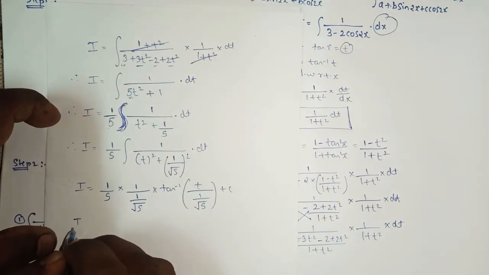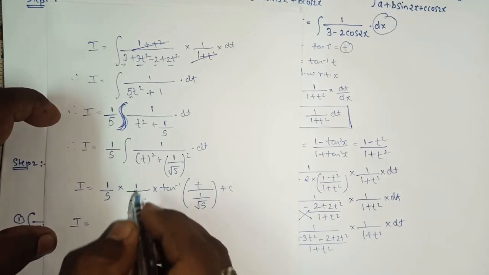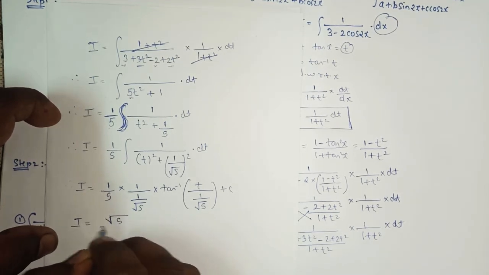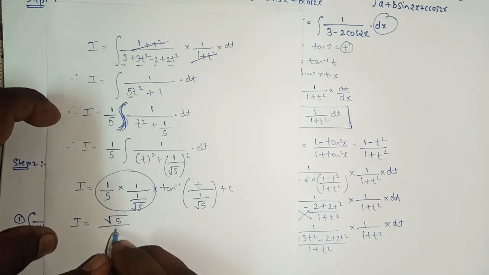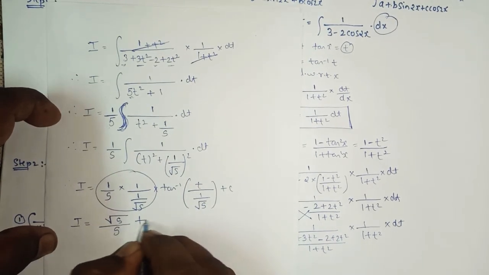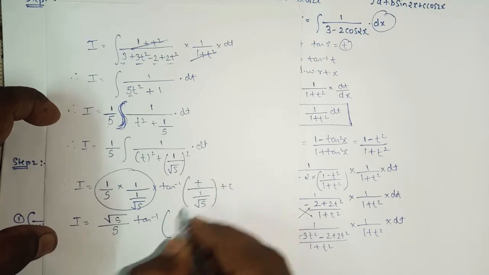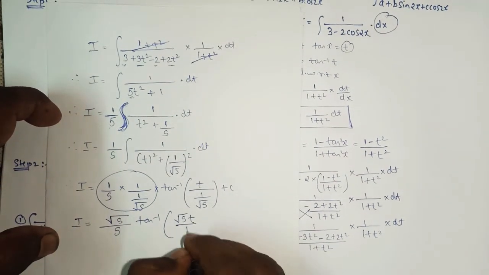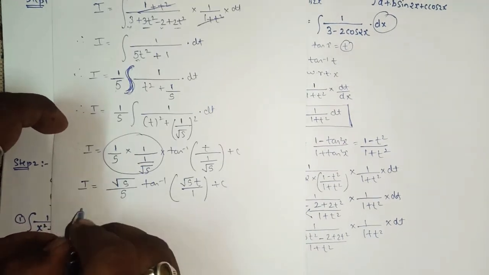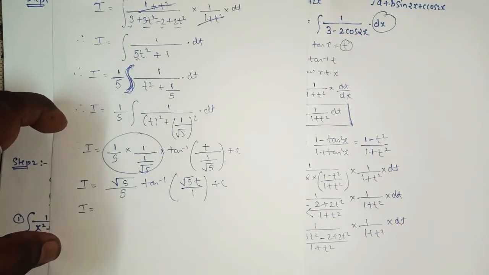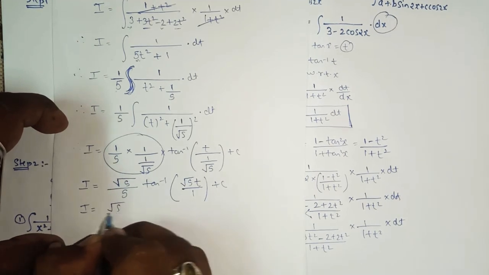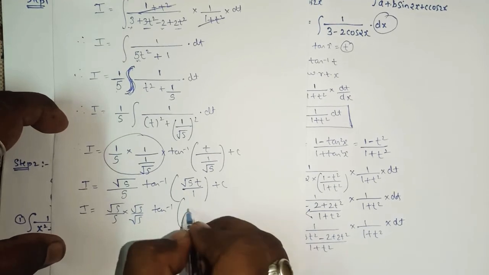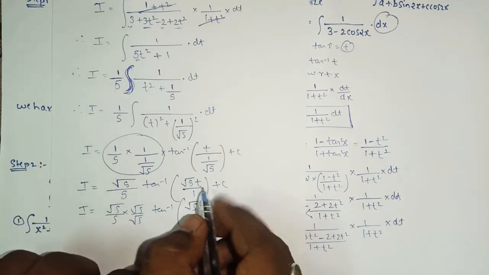So further this we can write as I equals to, this root 5 will go in the numerator, so root 5 upon 5 into tan inverse, this root 5 will go to the numerator, so root 5 t plus c. Okay, further you can rationalize this part, root 5 upon 5 into root 5 upon root 5 tan inverse, and resubstitute the value of t.